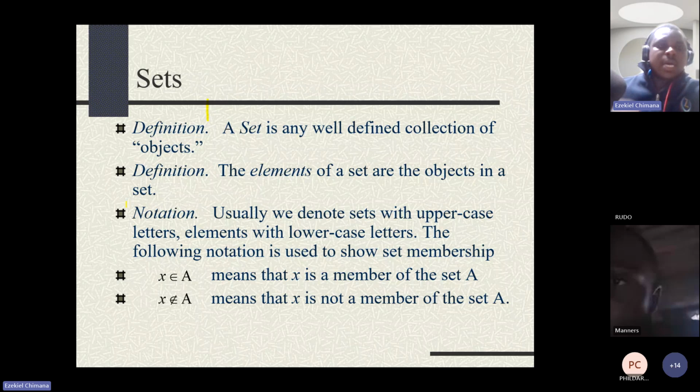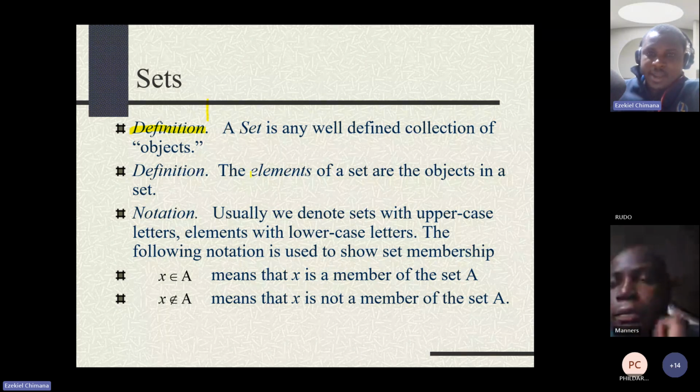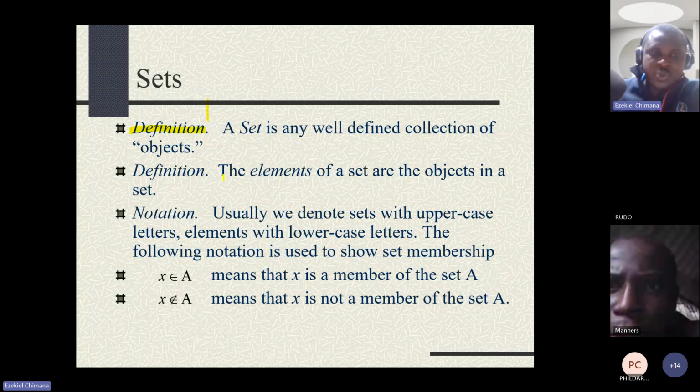Okay, so the definition for sets: a set is any well-defined collection of objects. So any well-defined collection of objects is what we call a set. The elements of a set are the objects in a set. So those elements are the objects which are found in a set. If you say I've got a set of students, then the students themselves are now the elements of that set.